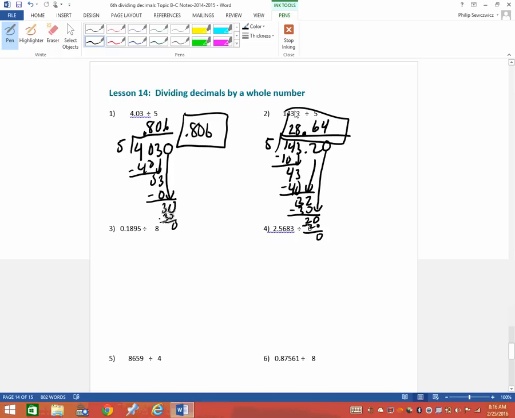So that's the routine there. Simply push the decimal straight up, and we're going to do some division. If you get a 0, add a 0, and keep on going. It's not always going to be the case where it always takes one 0. If you get another remainder, you just keep going with it.